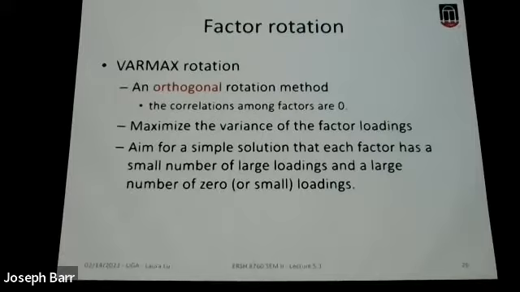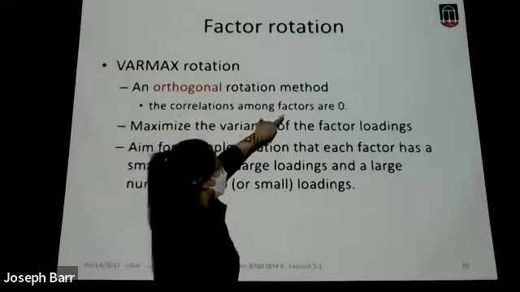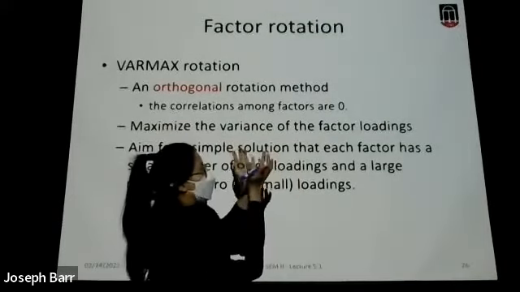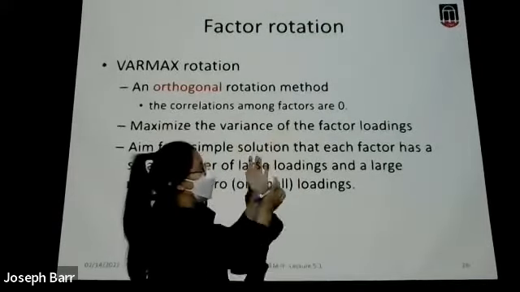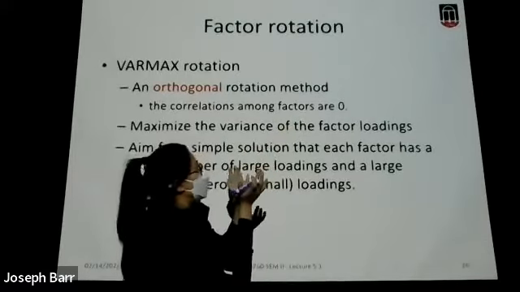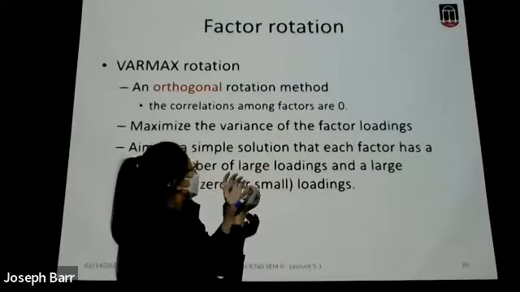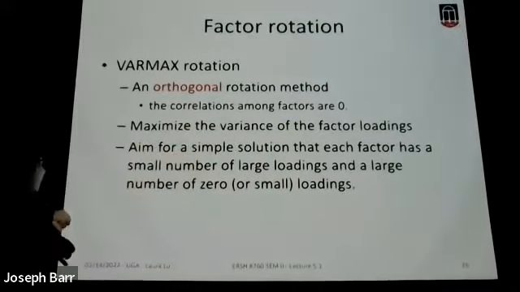Varimax is an orthogonal rotation method. So orthogonal, what does that mean? The correlation between factors is 0. So there's no correlation among factors. It's orthogonal, independent, uncorrelated.